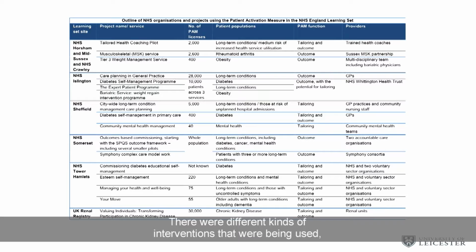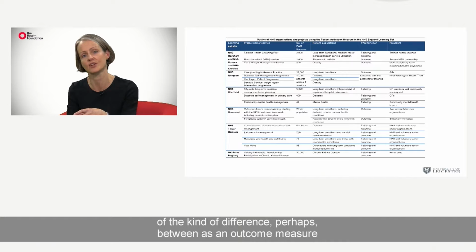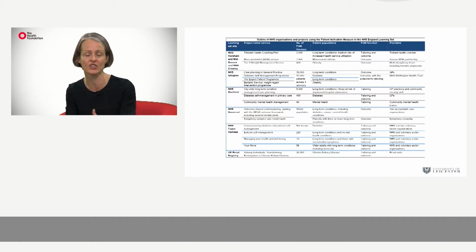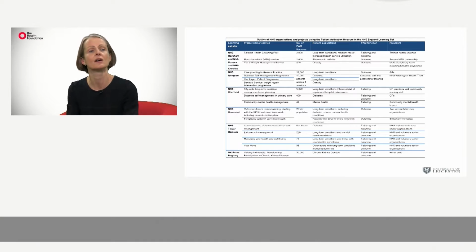There were different kinds of interventions that were being used. So, for example, health coaching or structured education, those kinds of things. There were different kinds of patient groups that the different CCGs were working with, different kinds of provider or healthcare professional groups as well, and different ways in which the PAM was being positioned. And Kate has already made mention of the difference perhaps between it as an outcome measure or as a tailoring tool or as a commissioning support tool.